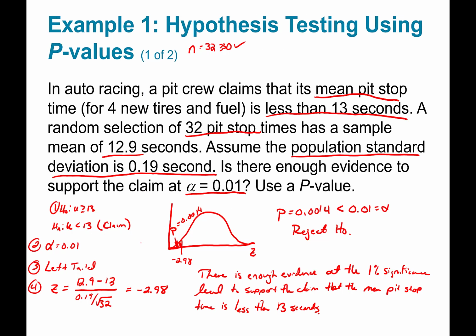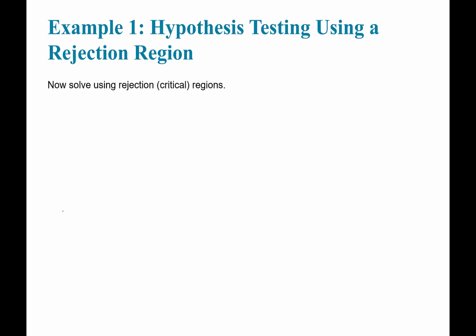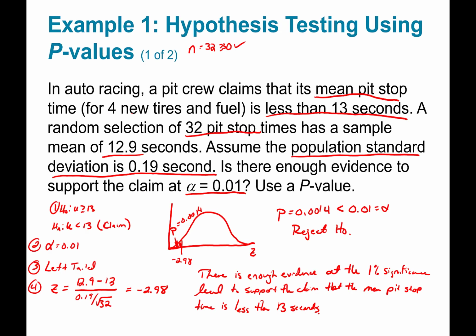All right, so let's go back and look at the test that we did earlier using p-values. Our auto racing example, where the pit crew claimed that the mean pit stop time is less than 13 seconds, and a random selection of 32 pit stops had a sample mean of 12.9 seconds, assuming the population standard deviation is 0.19 seconds. And we still want to know, is there enough evidence to support the claim at alpha equaling 0.01? But now we're going to solve this using critical regions. So now the only difference: alpha equals 0.01, and we know we did a left-tailed test.